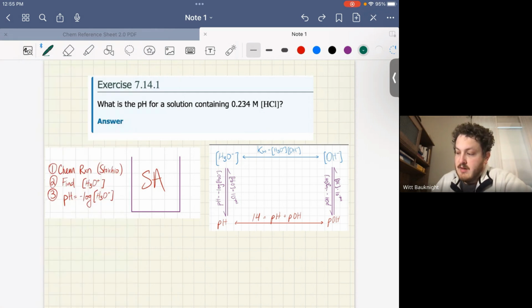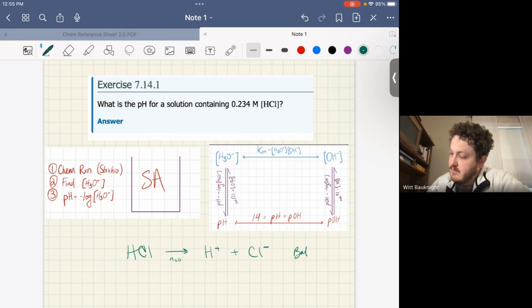Well, HCl is a strong acid, which is code for strong electrolyte. So when you put it into H2O, it breaks up into H plus and Cl minus. That's balanced, so there's no need for any stoichiometric coefficients. Now, you also need to be confident that H plus is the exact same thing as H3O plus.